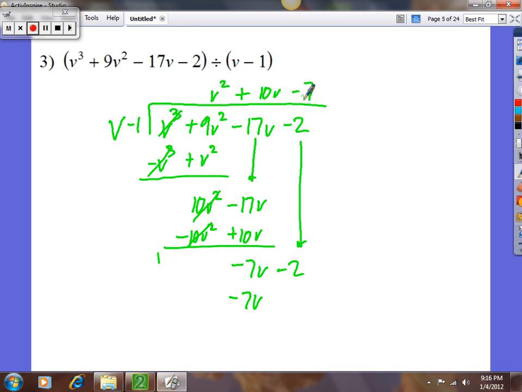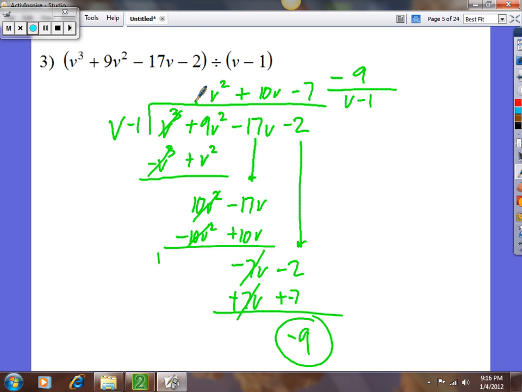Negative 7 times a negative 1 is a positive 7. Change the signs, make that a plus and make that a minus, so those cancel, and this is minus 9. There's nothing left to bring down, so this is the remainder. So your answer is v squared plus 10v minus 7, minus 9 over this v minus 1. So your answer is right here.